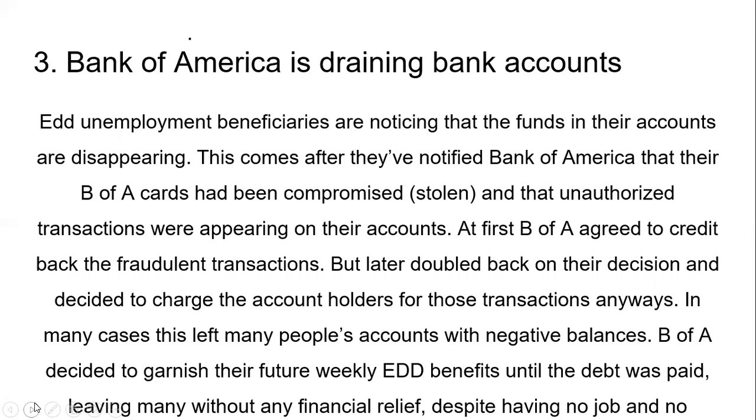At first, Bank of America agreed to credit back the fraudulent transactions, but later doubled back on their decision and decided to charge the account holders for those transactions anyway. In many cases, this left many people's accounts with negative balances. Bank of America decided to garnish their future weekly EDD benefits until the debt was paid, leaving many without any financial relief, despite not having a job nor the economic resources.